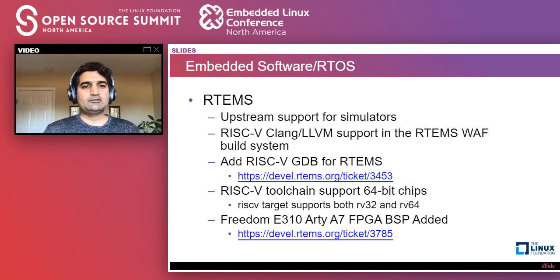RTEMS has upstream support for simulators. And RISC-V Clang and LLVM support is also available in the build system for RISC-V in RTEMS. And it has added GDB support and toolchain support for 64-bit, and actually the target support for both 32-bit and 64-bit is unified in one. So there is a new board that they have also added called ES310RT, so there is a BSP added for that as well. So interesting developments in that area from RTEMS.